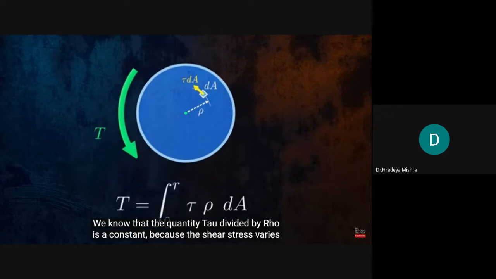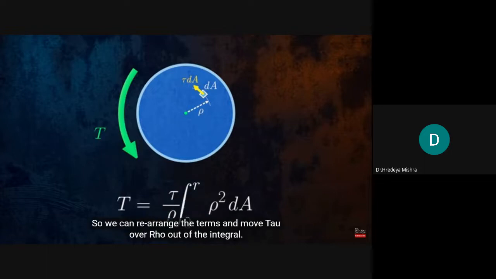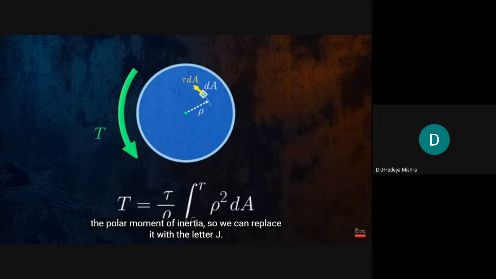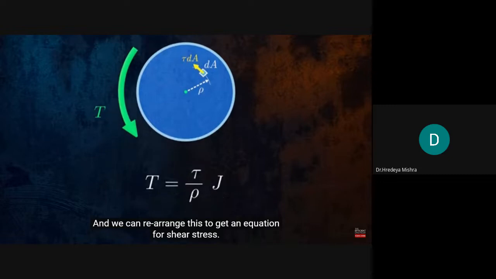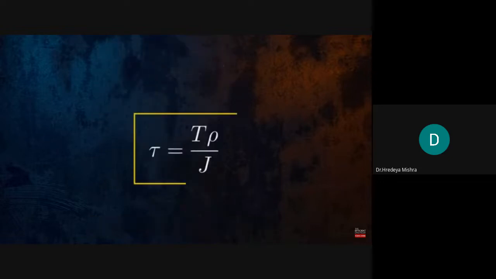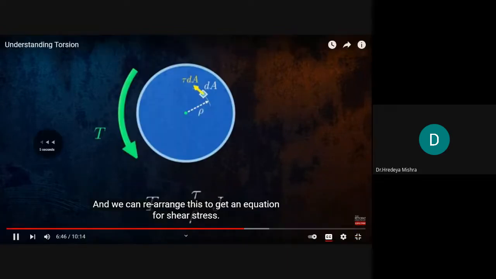We know that the quantity tau divided by ρ is a constant, because the shear stress varies linearly with the distance from the center of the cross-section. So we can rearrange the terms and move tau over rho out of the integral. It turns out that the integral we now have on the right is actually the definition of the polar moment of inertia. So we can replace it with the letter J, and we can rearrange this to get an equation for shear stress. The shear stress is a function of the torque.